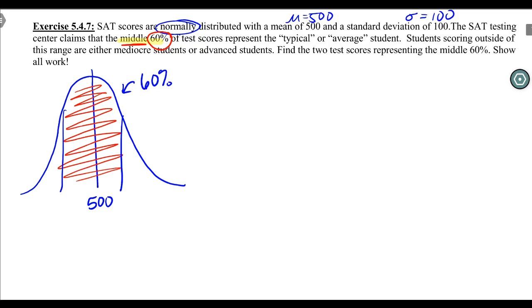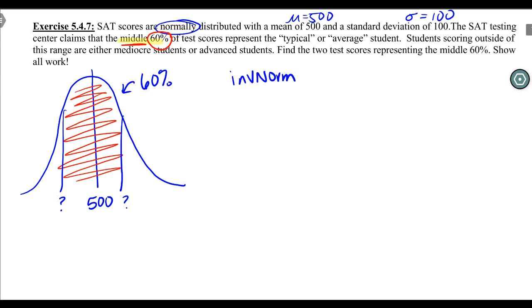And if we keep reading, students scoring outside this range are either mediocre or advanced students. Find the two test scores representing the middle 60%. So we can tell that we were exactly correct in what we sort of assumed just from the given information. We're looking for these two SAT scores on either side of 500. As soon as we realize that we're looking for test scores and we have a percent, we realize this is an inverse norm question. We have the area under the curve, but we want to find out what the cutoffs were.